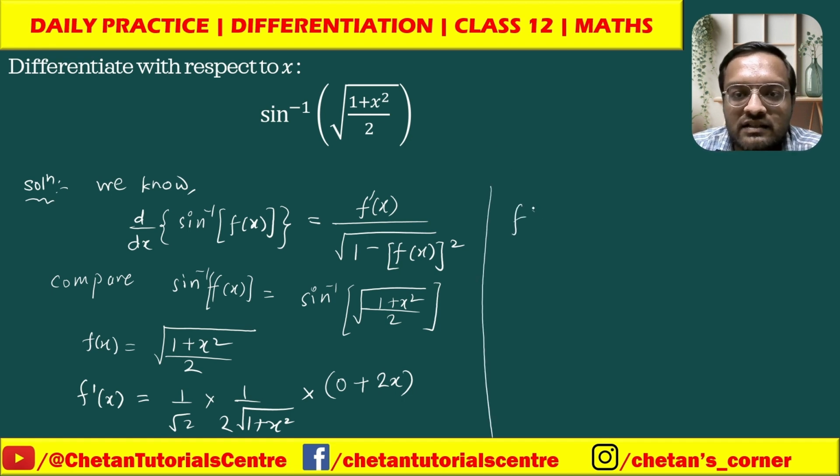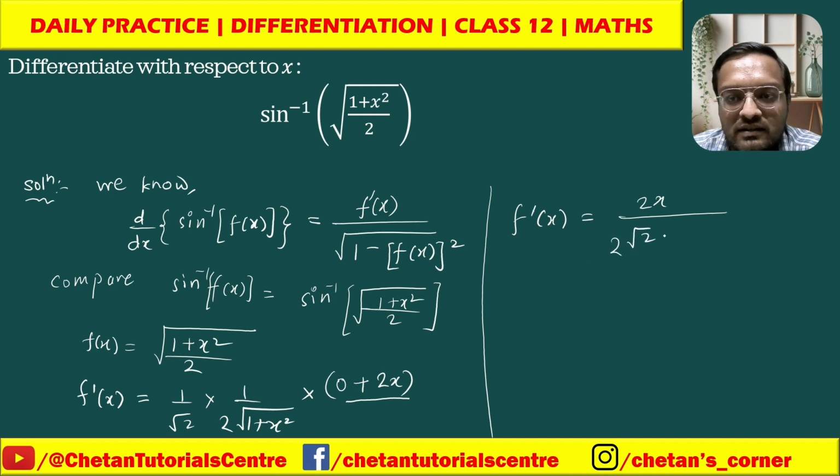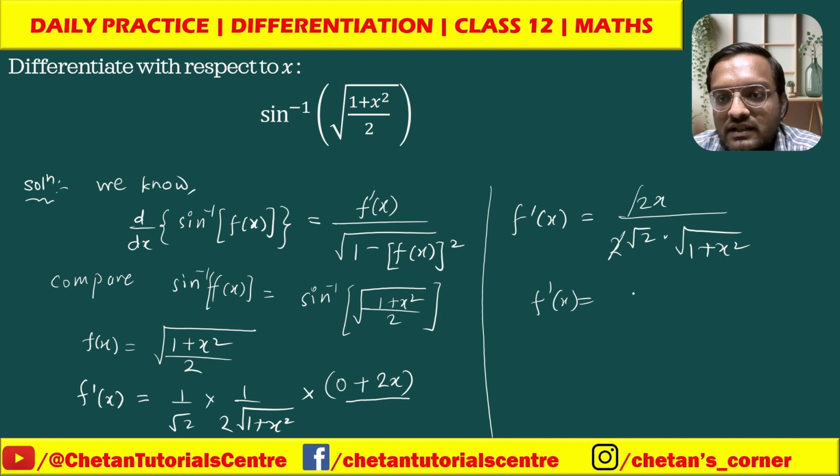On further simplifying this, what I will get? F dash of x is equal to 2x plus 0, that is 2x, divided by 2 root 2 as it is into under root of 1 plus x square. Now this 2 will get cancelled. So what I will be left with? F dash of x is equal to x upon root 2 into under root of 1 plus x square.